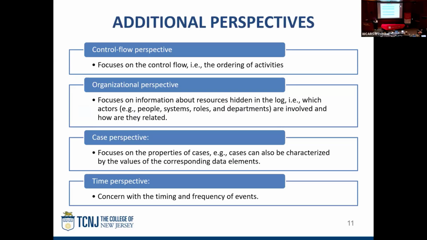There are other functions in Celonis, but these are the three things that I want to include in the slides. We can also do additional analysis besides the control flow perspective, which we just showed, which focuses on the ordering of activities. We can also look at the resource data, which is who did certain activities. We can focus on that information, and then we can see how people are involved with each other in the business processes.